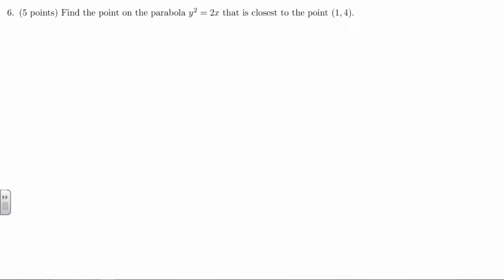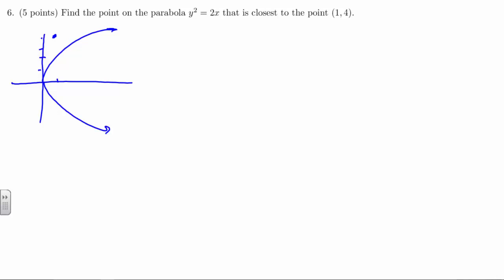Okay, here's problem number 6 from assignment number 7. Find the point on the parabola y squared equals 2x that's closest to the point (1, 4). Let me draw a diagram of what we're looking at. This parabola looks a lot like this, kind of sitting sideways and opening that way. We've got a point which is over 1 and up 4, and I believe it sits above that parabola.